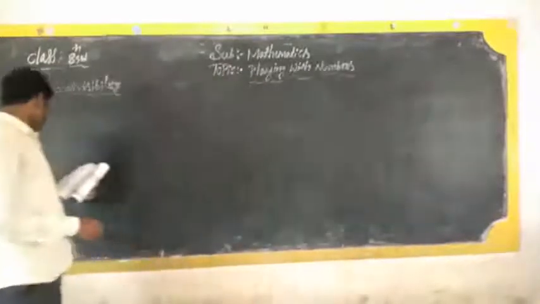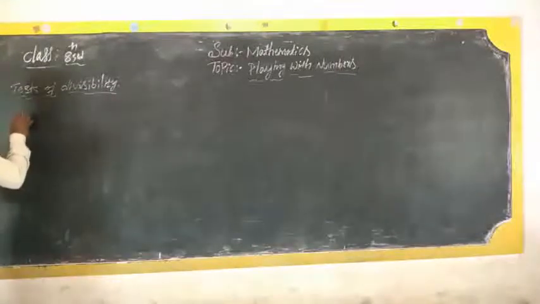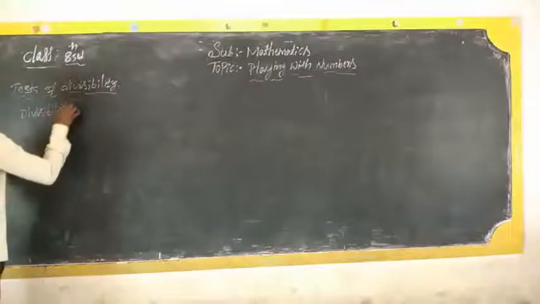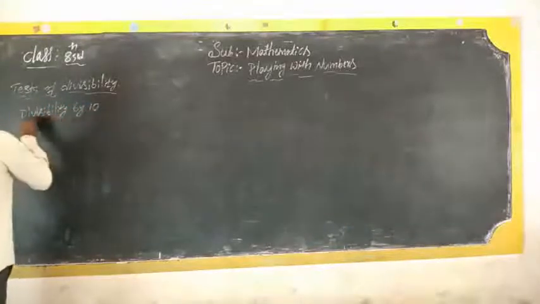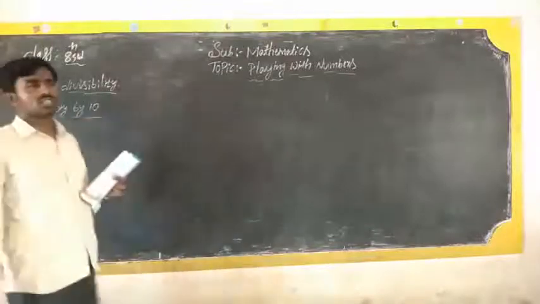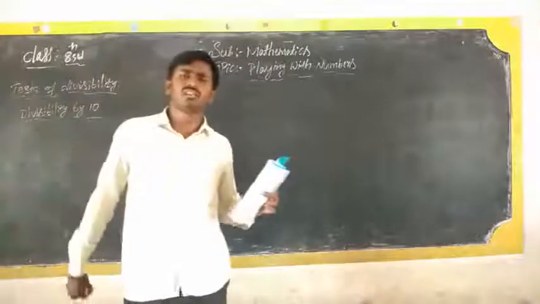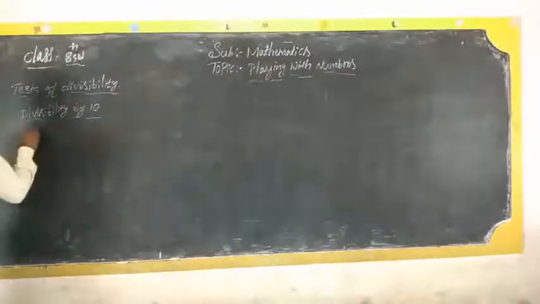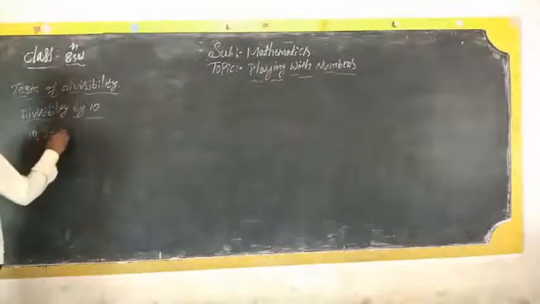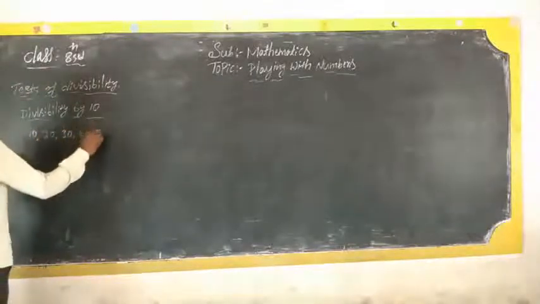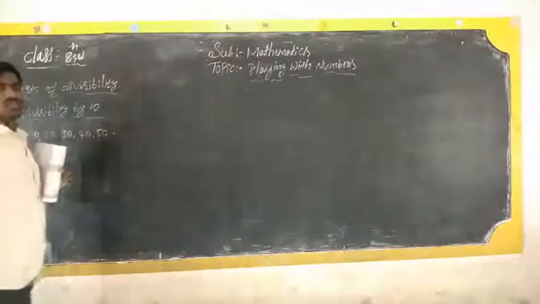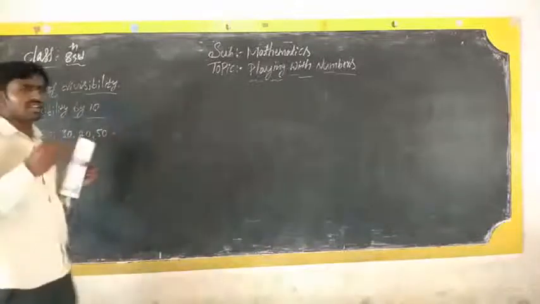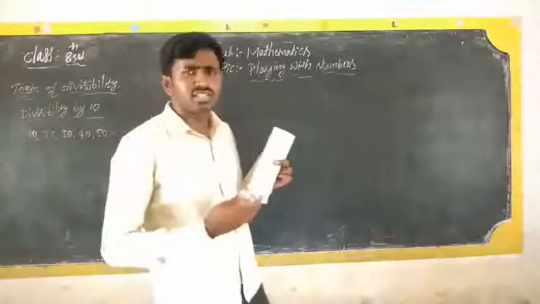So first one, divisibility by 10. Some examples for this are 10, 20, 30, 40, 50, and so on.